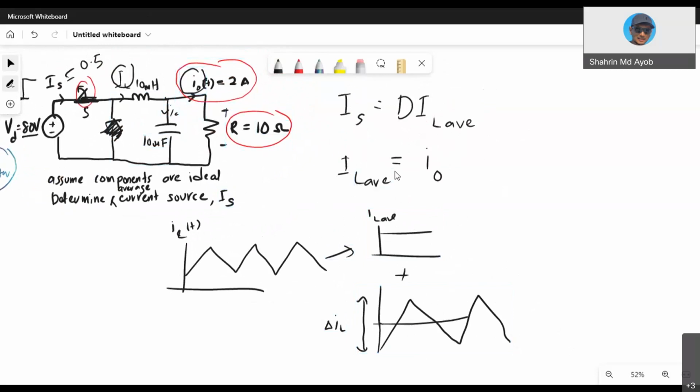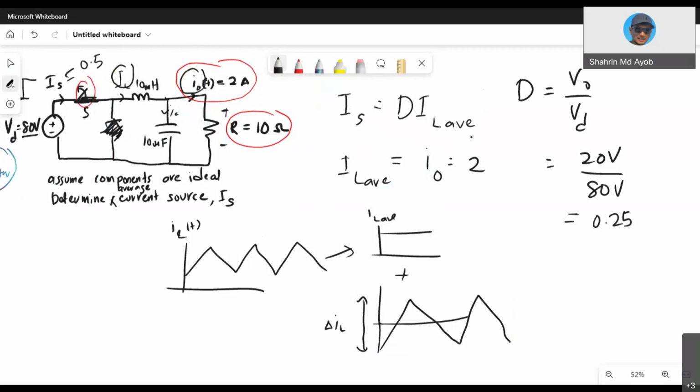Okay, so right now your IL average is already known, which is I out, which is 2. So what is your duty cycle? Your duty cycle is V out over VD, or V input. So right now your V out you can calculate, right? 2 amperes multiplied with 10. So this one is 20 volt, right? Over 80. So you should get 0.25.